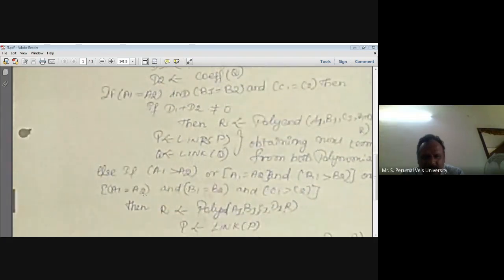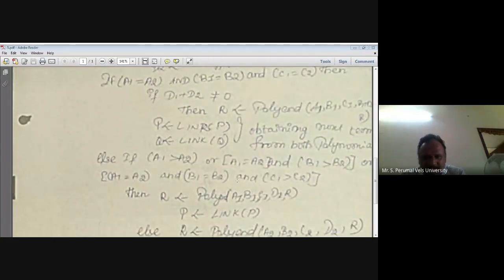They are taking the next term. Then P takes the next value, Q takes the next value, and we check for the constraint. Second constraint: A1 greater than A2, or A may be equal and B1 may be greater than B2. First, A1 greater than A2 is the single constraint, or A1 may be equal and B1 may be greater than B2, this is the third constraint. A1 may be equal to A2 and B1 may be equal to B2, and lastly C1 may be greater than C2.